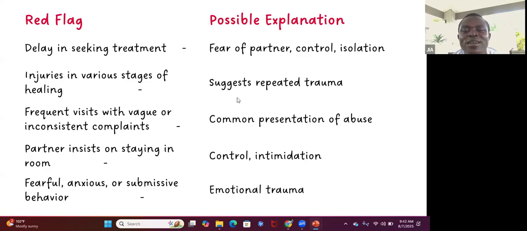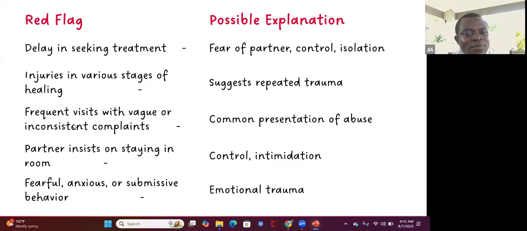Child abuse, intimate partner abuse, or spousal abuse. When you get them, just add them to your marks, like free marks, and go your way. So when you have injuries in various stages of healing, they suggest what? Repeated trauma. It means the person is being treated in that bad manner repeatedly.